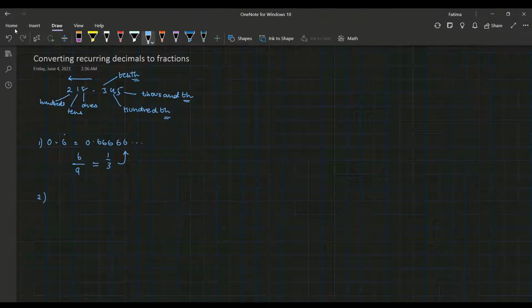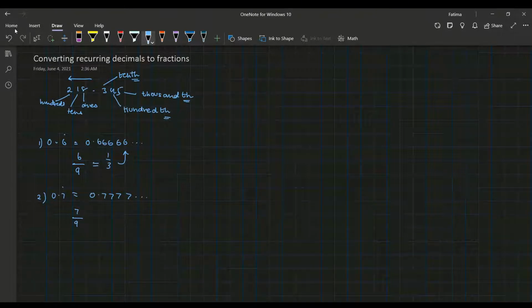And now another simple example would be 0.7 recurring. So this again would mean 0.7777 and so on. And with the same steps I mentioned above, you have to write the repeating digit in the numerator. In this case it is 7, and you have to write 9 in the denominator, and the number of 9s depends on the number of digits that are repeating.